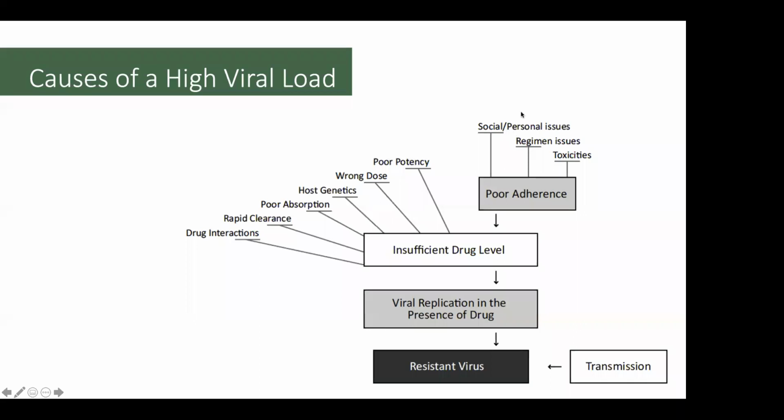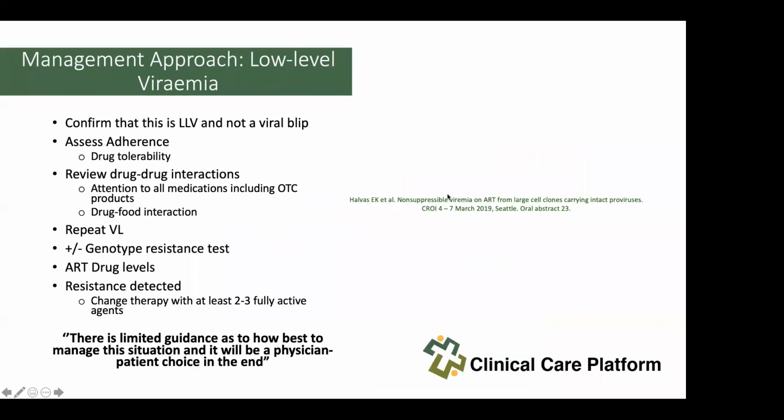But don't forget that personal issues, alcohol use, substance use, mental health issues also affect adherence significantly. And a combination of these issues would lead to reduced drug levels, then leading to the virus starting to replicate in the presence of the drugs, and we might end up with a resistant bug, which can also be transmitted to other people. So this is something that you would have to do for every single patient who has a high viral load. We need to assess them as needed right there.